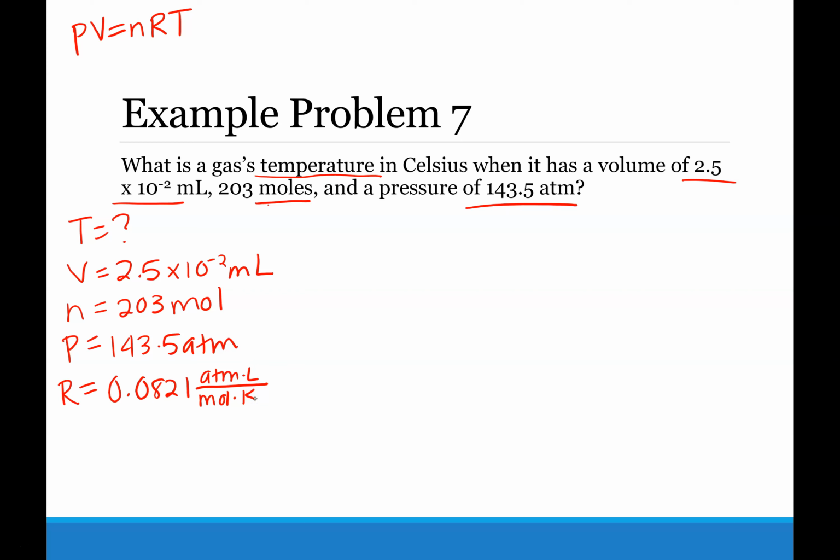There is another gas law constant, but we are not going to use it in this class. I prefer that you guys use this version of the gas law constant. So the only thing that needs to be converted in this problem is going to be volume. We need to convert milliliters to liters.